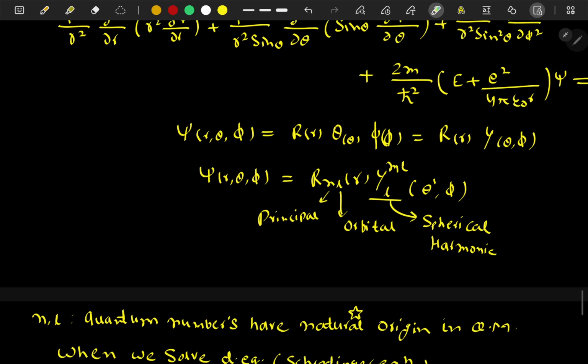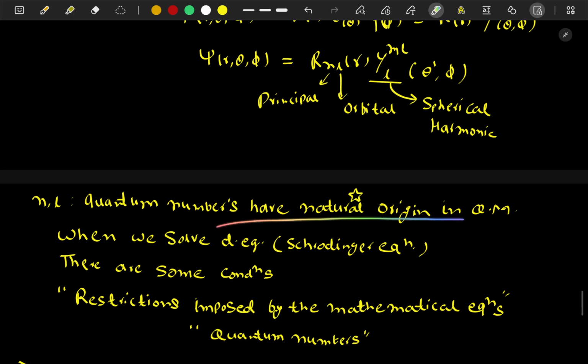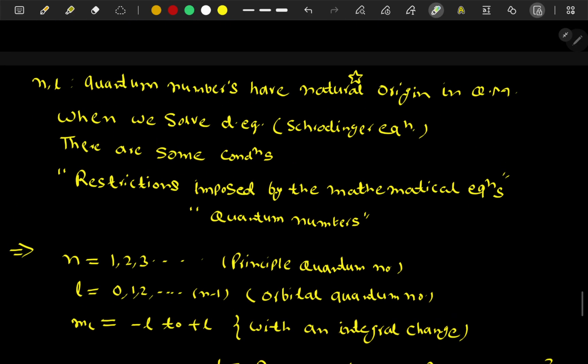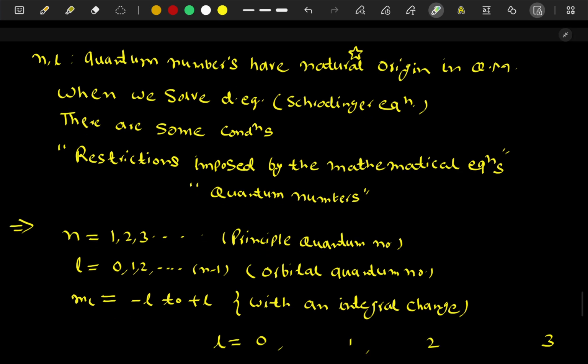Now the question arises: where in quantum mechanics does the concept of quantum numbers arise? The answer is that quantum numbers have a natural origin in quantum mechanics when we are solving the differential equation, especially in quantum mechanics where we use the Schrodinger equation. When we solve any differential equation we need certain boundary conditions, some restrictions. So when we apply those restrictions on the mathematical equations, we get quantum numbers. So these are basically restrictions to solve the Schrodinger equation, which is basically a differential mathematical equation.